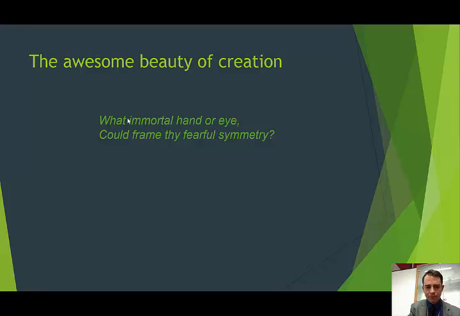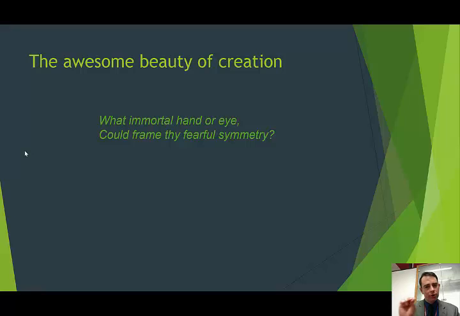So first of all, we've got this word immortal. It's an adjective here. And this adjective immortal describes the hand or eye. So from the word immortal, the inference there is that we're talking about something supernatural. So immortal literally means that it cannot die.